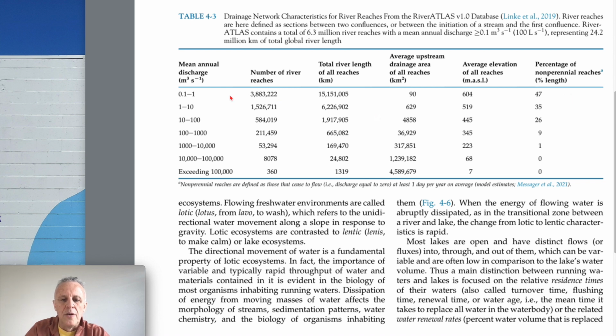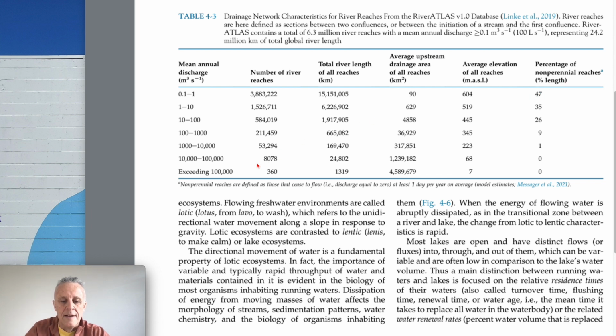What we see right away is that there's a high number of river reaches with a small discharge: 3.9 million reaches with a discharge between 0.1 and 1 meter cubed per second, representing 15 million kilometers of river length, and an average drainage area of only 90 kilometers squared, with an average elevation of 604 meters above mean sea level. And then the percentage of non-perennial reaches is 47%.